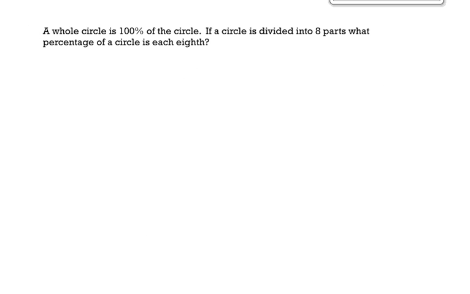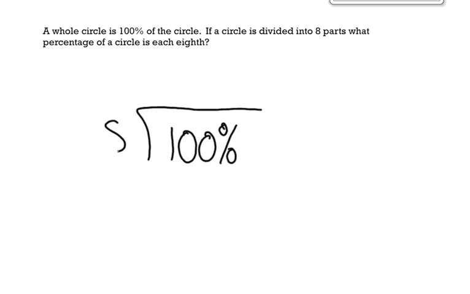It says a whole circle is 100% of a circle. The circle is divided into 8 parts. What percentage of the circle is each part? So in this case, now we're going to take 100% and we want to divide that into 8 parts. And so we're going to go 8 into 100. 8 goes into 1, 0 times. 8 goes into 10, 1 time. 1 times 8 is 8.